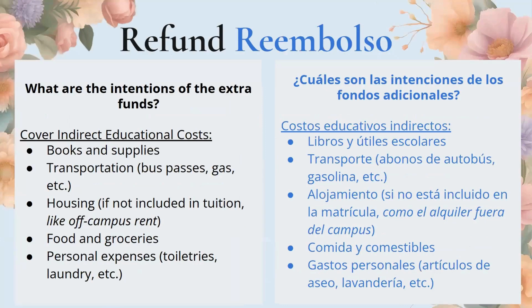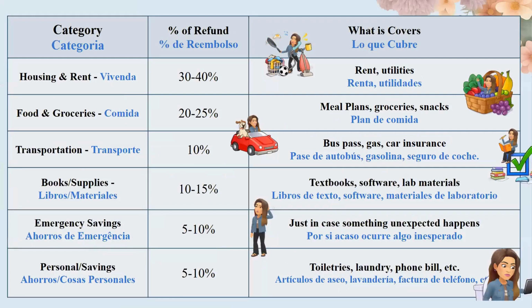So, what to do with these extra funds? You can use those extra funds to cover indirect educational costs like books and supplies, transportation like bus passes or gas, and then housing, just in case it's not included in your tuition, like off-campus rent, and then also food and groceries and other personal expenses.